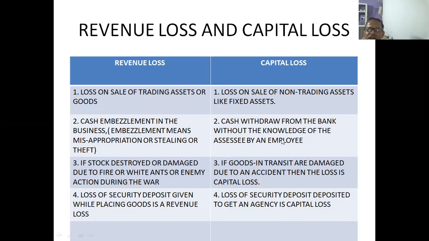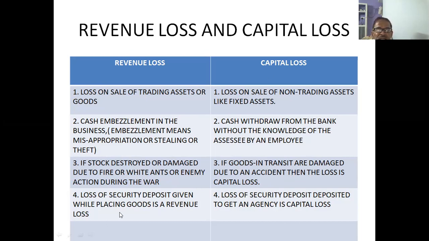Capital loss: cash withdrawn from the bank without the knowledge of the assessee by an employee. Suppose your employee withdraws cash from the bank without your knowledge, that is called capital loss. Now, if the stock is destroyed or damaged due to fire, white ants or enemy action during war, it is called revenue loss. But if goods in transit, while you are transporting goods, are damaged on the way due to an accident, that loss is called capital loss.